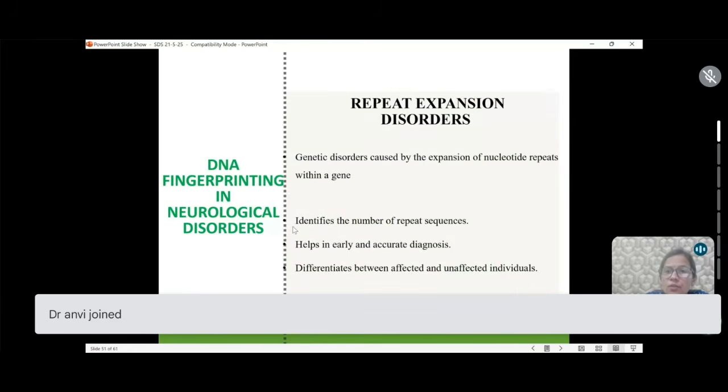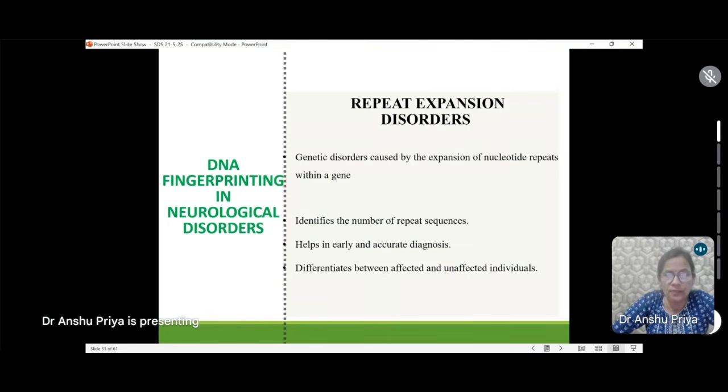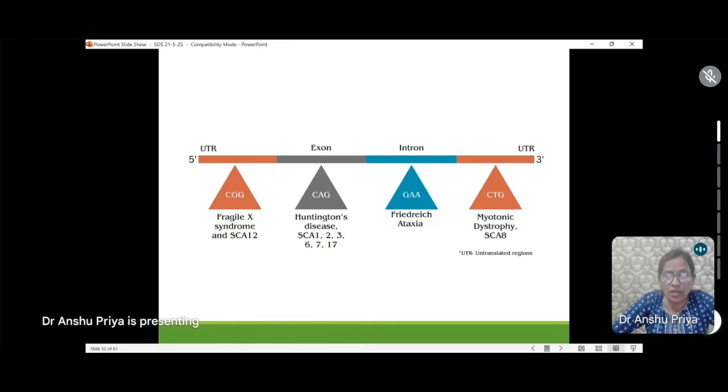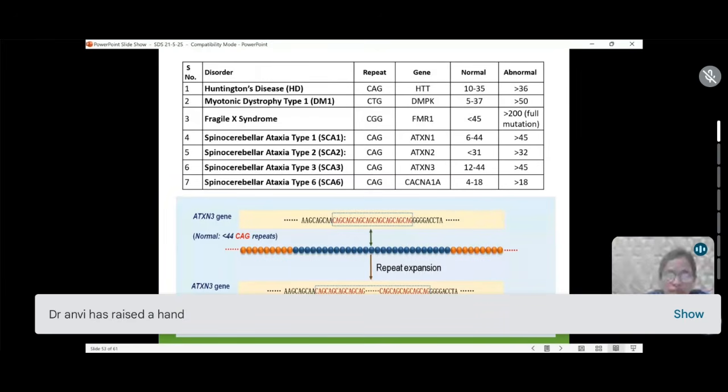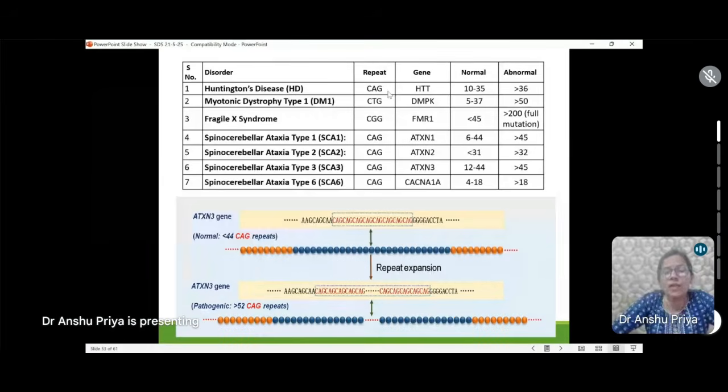It is also useful in several neurological disorders like repeat expansion disorder. So these are some examples of repeat expansion disorder like Fragile X syndrome, Huntington's disease, ataxia, and the dystrophy. And these are the list of different types of neurological disorder where the repeat length matters, like in case of Huntington's disease, the repeat is CAG, and the normal repeat unit is 10 to 35. But if the number of repeats is more than 35, that leads to the abnormal. Similarly, in case of other genetic disorders, the normal range of repeats is given, and beyond that, that leads to the repeat expansion disorder.